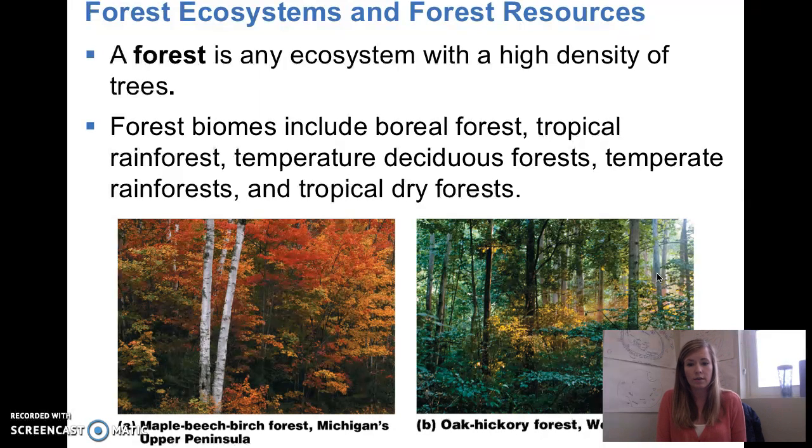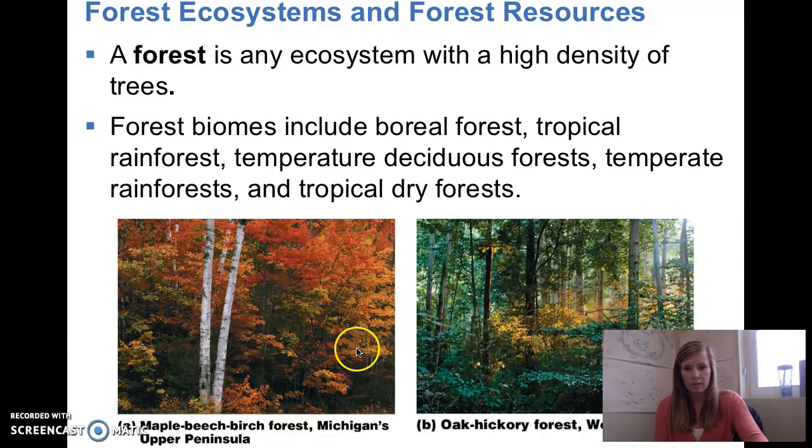But the majority of the Earth's forests are boreal forests, if you remember back to our biomes. And so the forest biomes include boreal forest, tropical rainforest, temperate deciduous rainforest, temperate rainforests, and tropical dry forests. And so the majority of those, like I said, are the boreal forests.